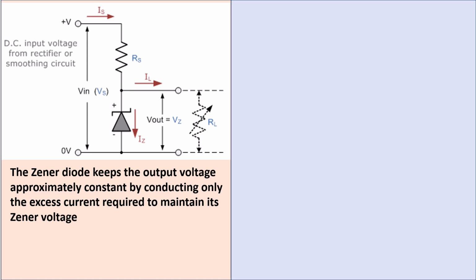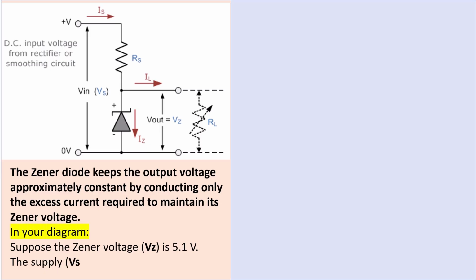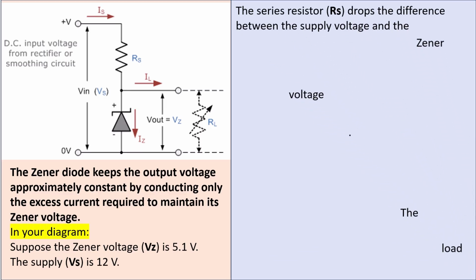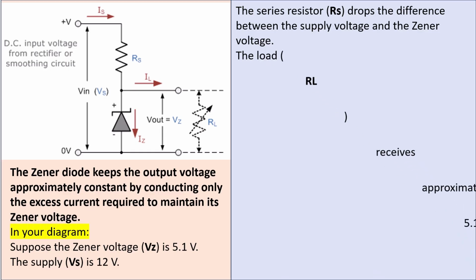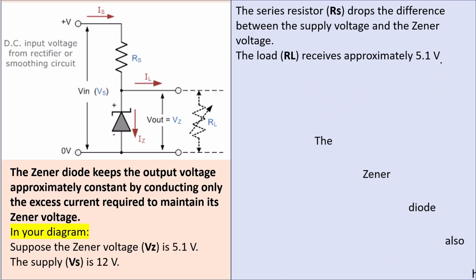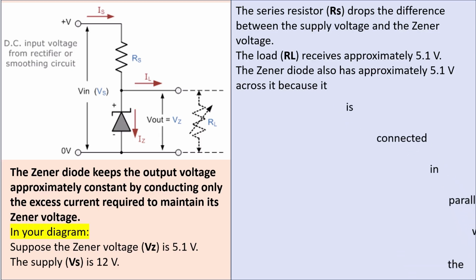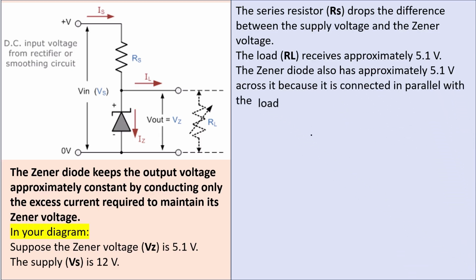In your diagram, suppose the Zener voltage Vz is 5.1 volts. The supply Vs is 12 volts. The series resistor Rs drops the difference between the supply voltage and the Zener voltage. The load RL receives approximately 5.1 volts. The Zener diode also has approximately 5.1 volts across it because it is connected in parallel with the load.